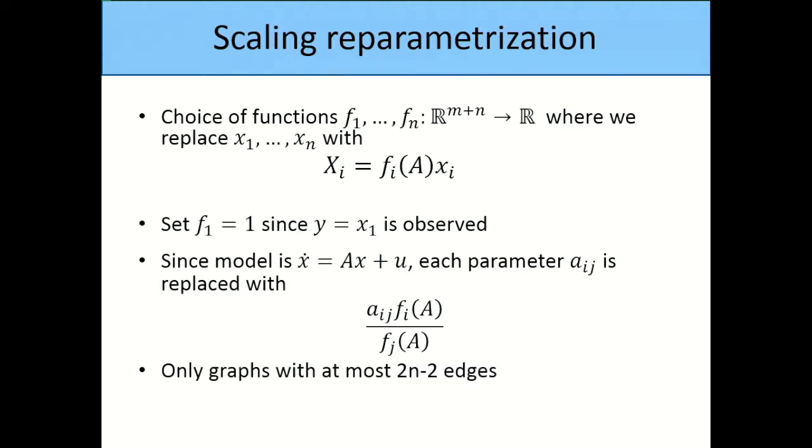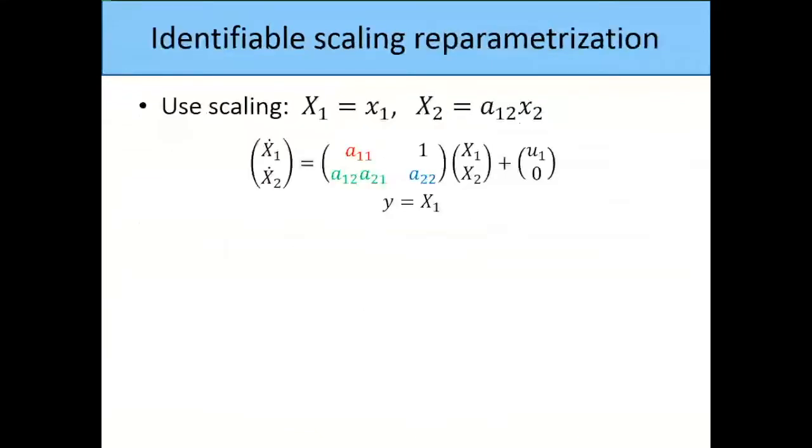And finally, the whole point of doing this scaling is to try to decrease the dimension of the parameter space over our new parameters. And the problem is it can only decrease it by so much. So that enforces an upper bound on the number of edges we can consider in our graphs. So this is why I made this assumption earlier. It turns out we can only look at graphs with at most 2n minus 2 edges in this case.